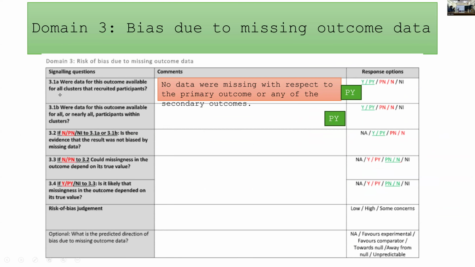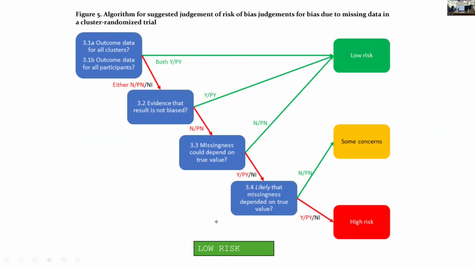The third thing is, was there any bias due to missing outcome data? So there was no data missing with respect to the primary outcome and any of the secondary outcomes. Data was available for all the clusters that included participants. So probably yes. So here also I gave them a low risk.